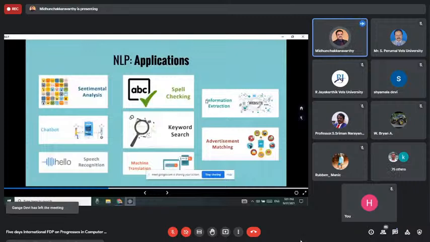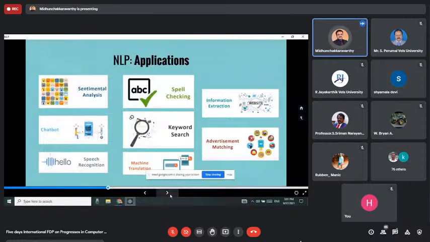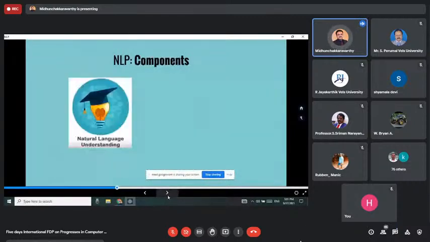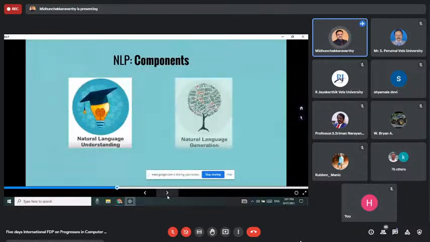Still, you will have some more applications as well. So these are natural language processing applications. Okay, fine. We know these languages and how it works. So there are two components: one is natural language understanding and the other is natural language generation. Now, let me take you back to the previous slide.